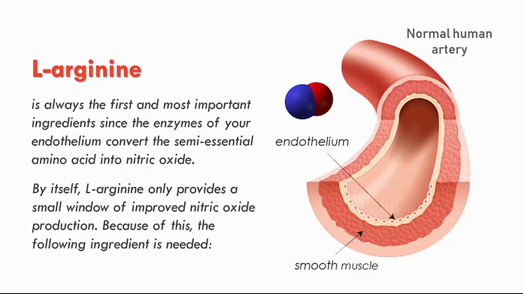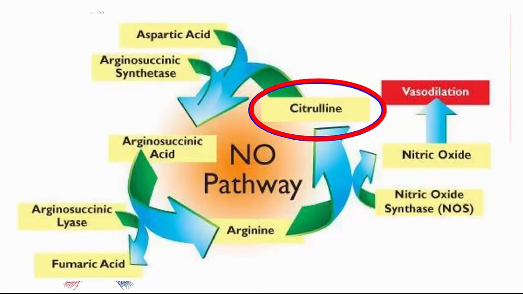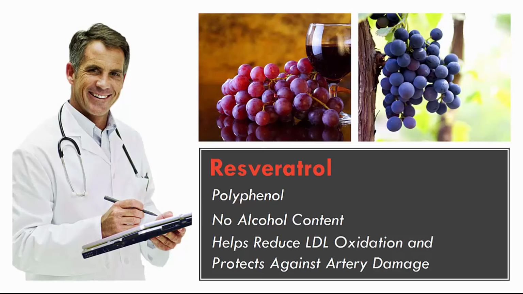Because of this, the following ingredient is needed. The amino acid L-citrulline recycles L-arginine to help turbocharge the endothelium's ability to produce nitric oxide over an extended period of time. Here's the metabolic pathway, and as you can see by the red circle, L-citrulline is key to keeping this nitric oxide production going. Resveratrol or red wine extract is a polyphenol and has absolutely no alcohol content.